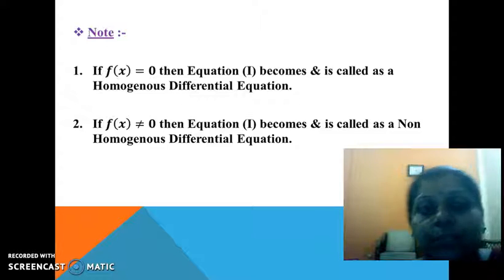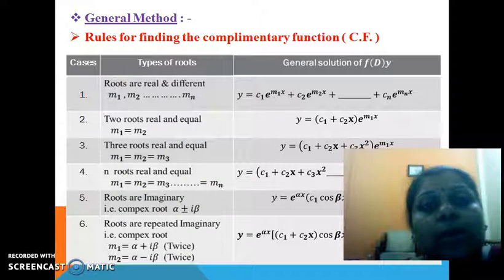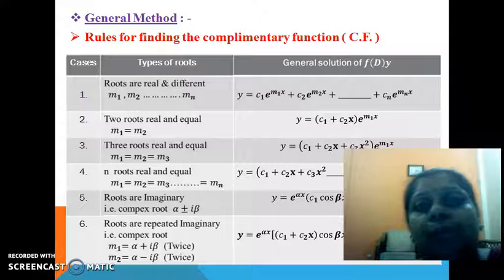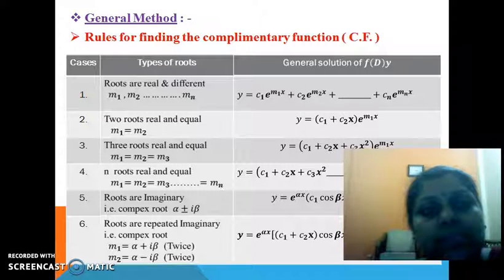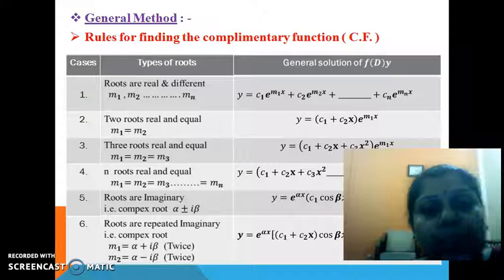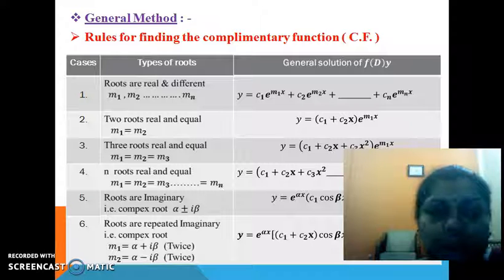But now we discuss the rules for finding the complementary function. There are mainly 4 cases for finding the complementary function. First we discuss case number 1. In this case, when roots are real and different, how do we find the general solution?